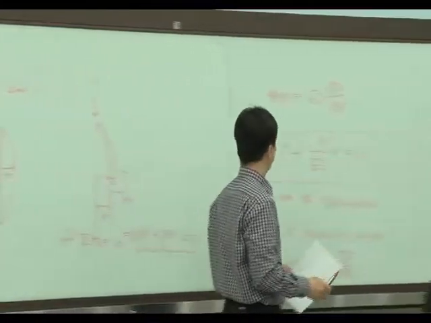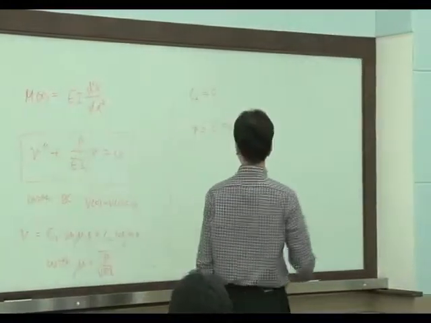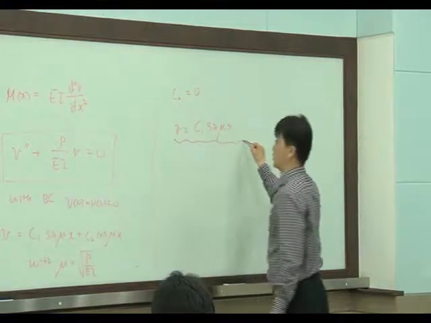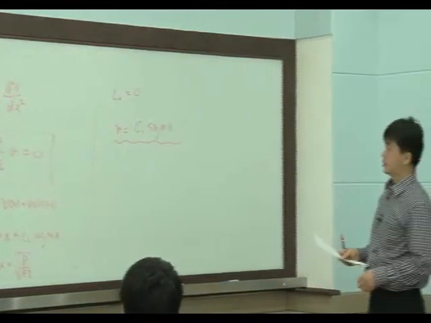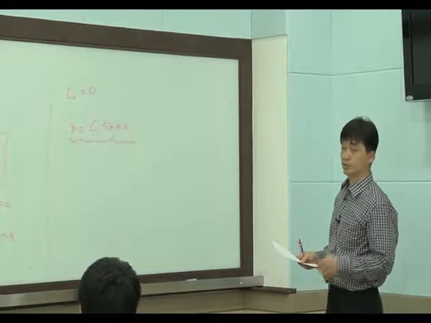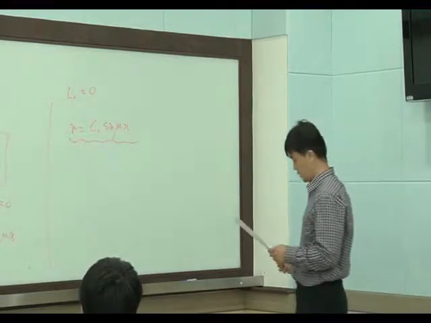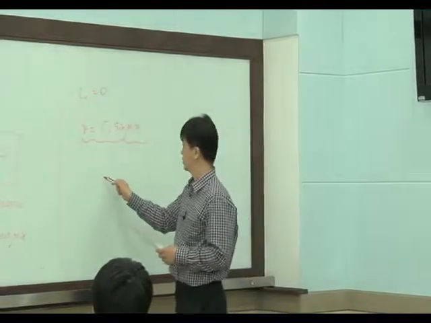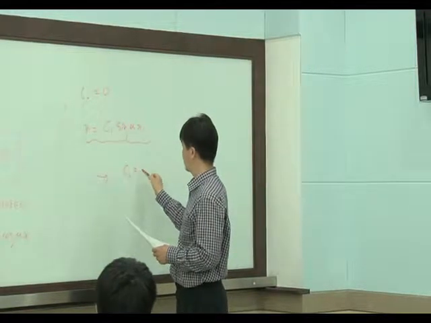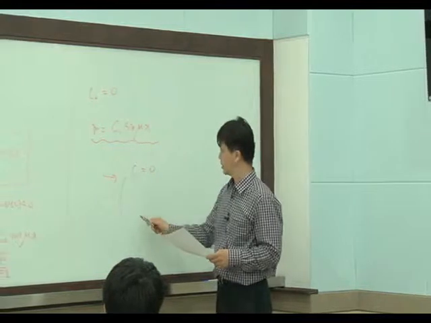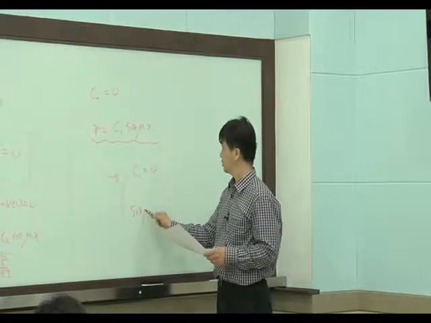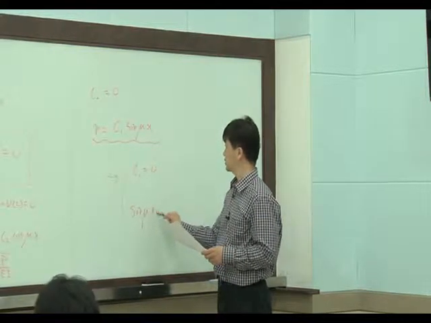And then this one gives us two different cases. One, C1 equals 0. This is the first case. And the other one is sine mu L equals 0.